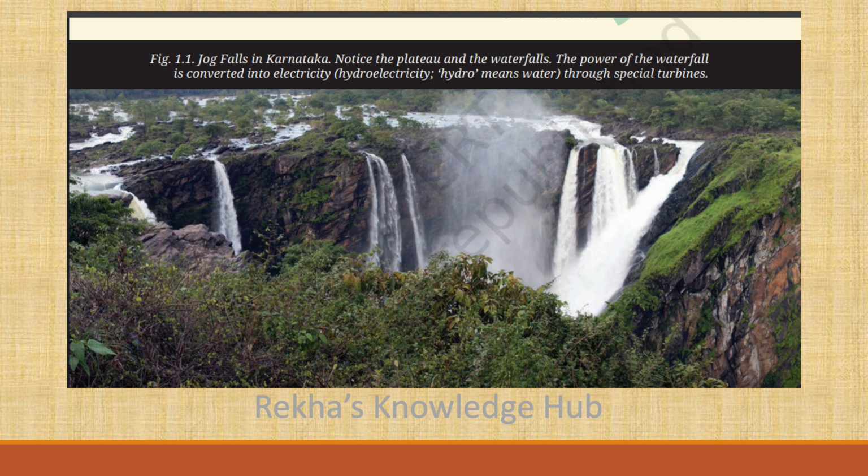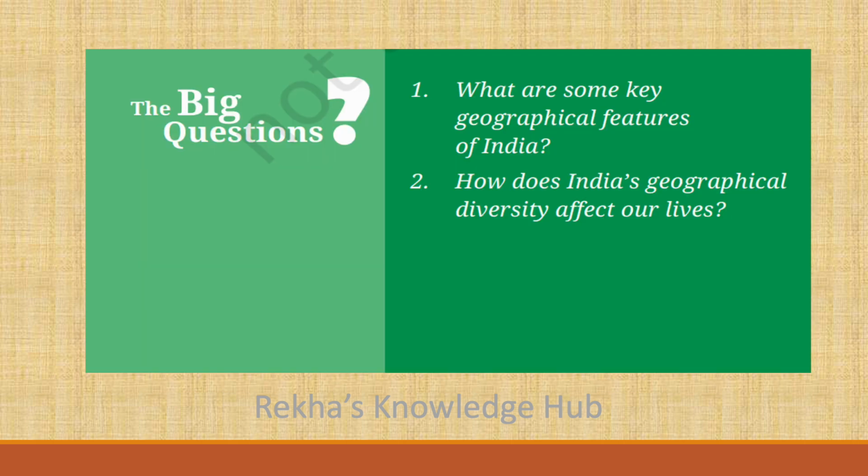The power of the waterfall is converted into electricity through special turbines. That is hydroelectricity. Hydro means water. Hydroelectricity means producing electricity using the power of moving water.